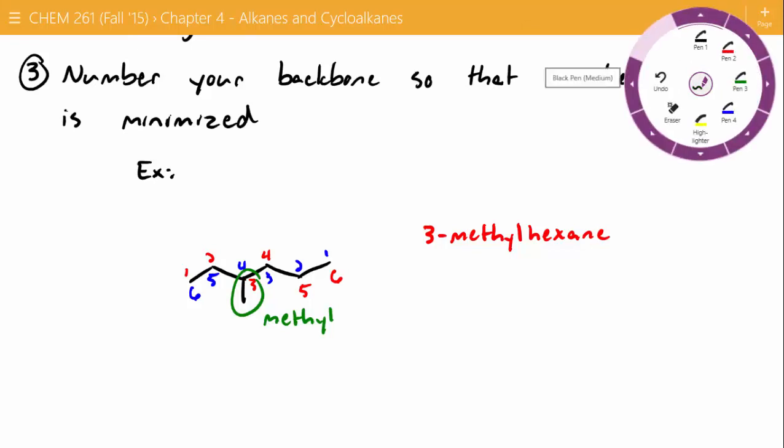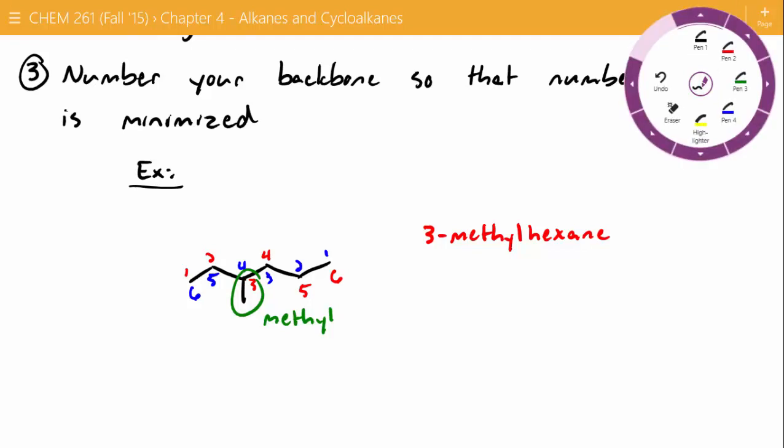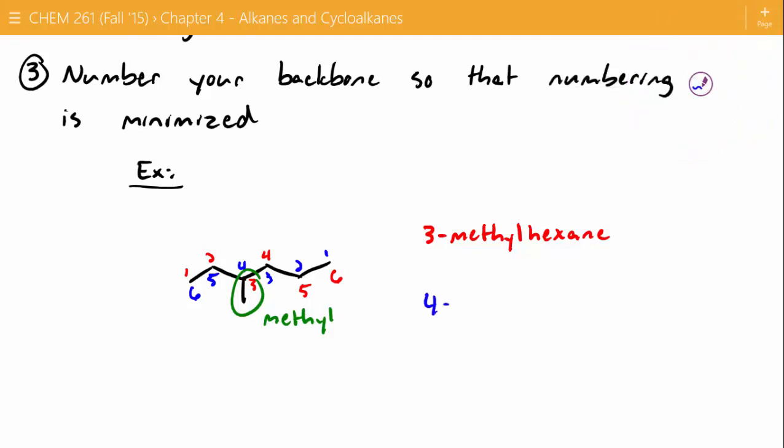Can you explain again why we have to do the red one? So in this one, if we're numbering using the red system, from left to right, the methyl group's coming off of carbon 3. If we do numbering from right to left, meaning the blue numbering, the methyl group would be off the 4 position. So we don't want 4-methyl hexane because the numbering is higher. Okay. So let's even write it and then just cross it out. All right.